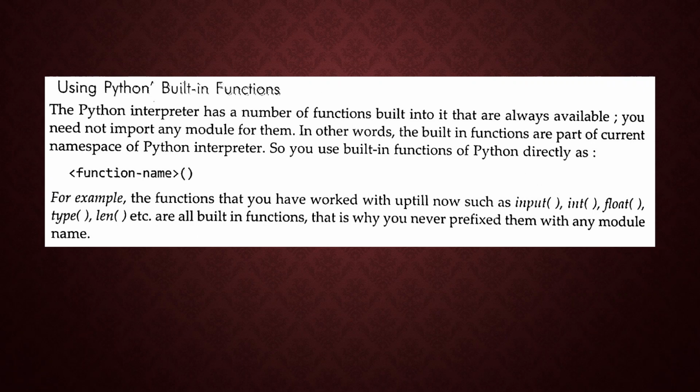Some examples of such Python functions: input, int, float, type, len, all, etc. are built-in functions. That is why you never prefix them with any module name. So module name is not required; we can directly access input, int, float, type, len, etc. These are about using Python's built-in functions. A built-in function can be accessed directly, with no need to use the prefix of a module name.